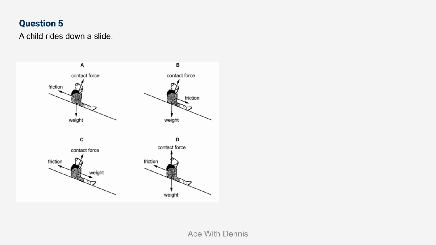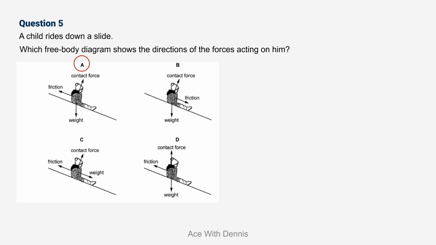Question 5. A child rides down a slide. So, these are the 4 possible free body diagrams for this child riding down the slide. Which free body diagram shows the directions of the forces acting on him? Okay, so you need to decide. There are 3 forces in this free body diagram: the contact force, friction, and the weight. So where should these 3 forces point towards? Okay, so the answer will be A.